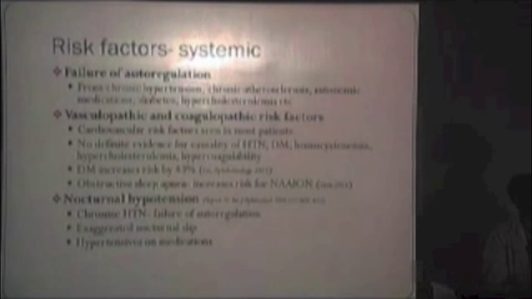Systemic factors have been implicated in ischemic optic neuropathy, and these include failure of autoregulation, vasculopathic and coagulopathic risk factors, and nocturnal hypertension. Most of the patients with ischemic optic neuropathy have other risk factors, including hypertension, chronic atherosclerosis. They are on autonomic medications, they have diabetes, they have hypercholesterolemia, and it is felt that these insults, as they build up over the course of the years, eventually lead to loss of autoregulation, and something triggers ischemia and tips it over the edge. Dr. Hare believes that the triggering factor is nocturnal hypertension.